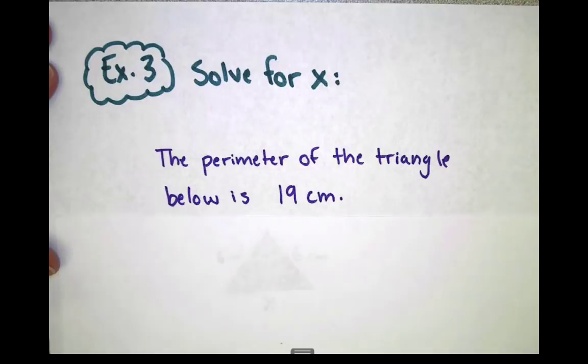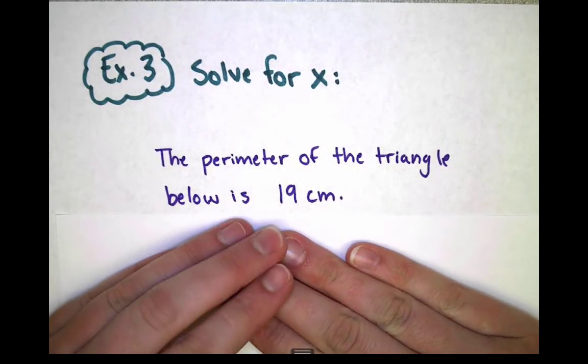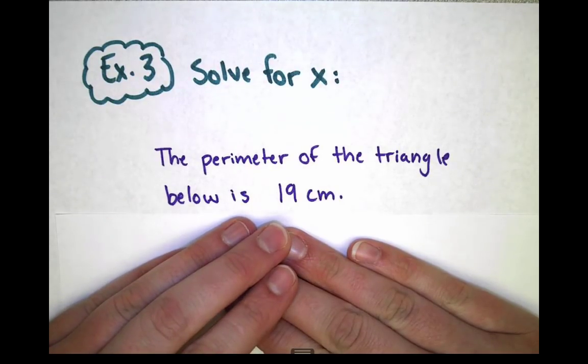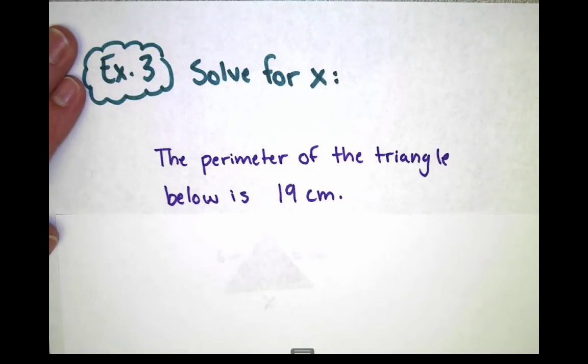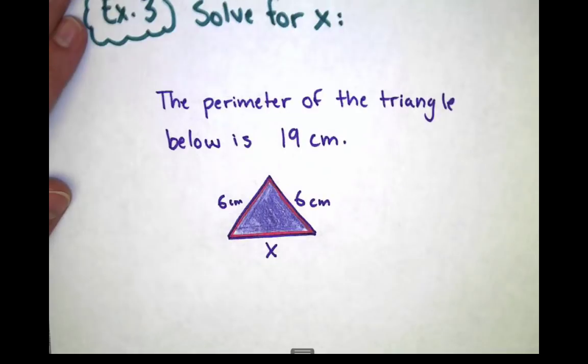So we're going to talk about a triangle. We're going to say that the perimeter of the triangle below is 19 centimeters. Go ahead and write that down. The perimeter of the triangle below is 19 centimeters. And let me show you a picture of what this triangle looks like so that you can draw it in your notes so that you also have it.